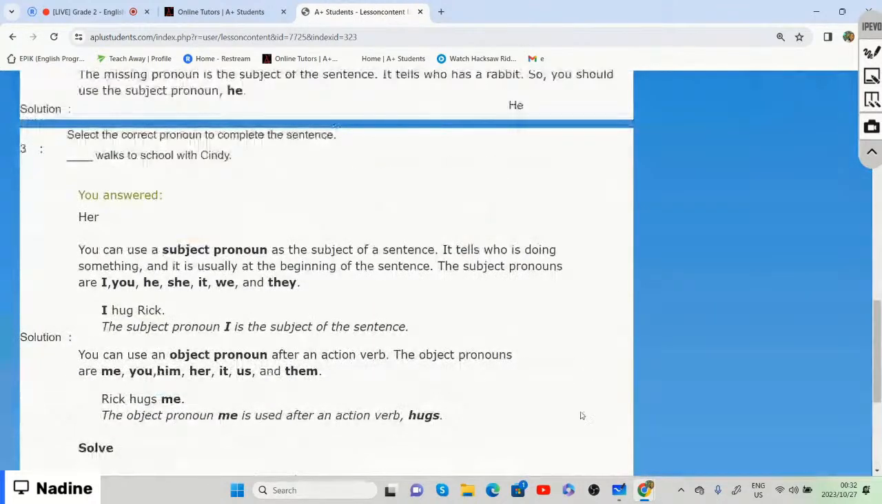So, walks to school with Cindy. We just need to select the correct pronoun in order to complete the sentence.